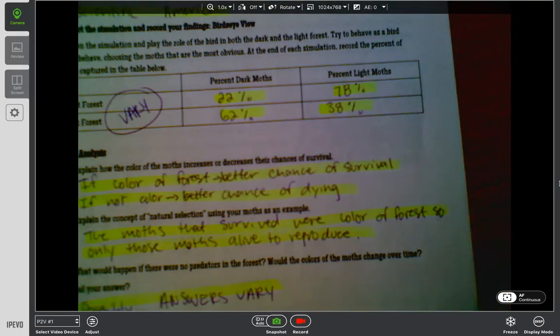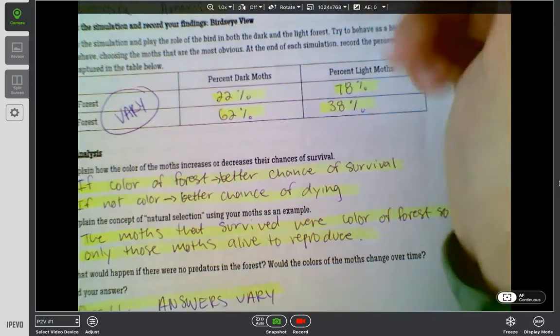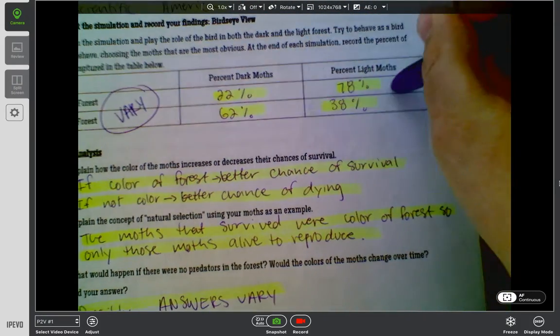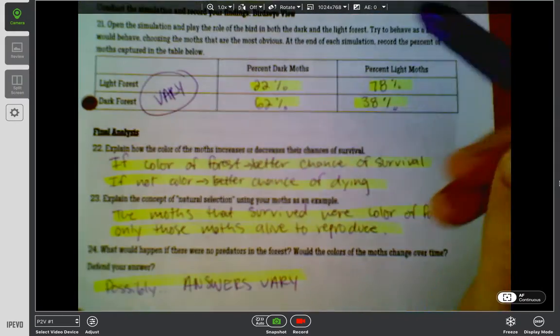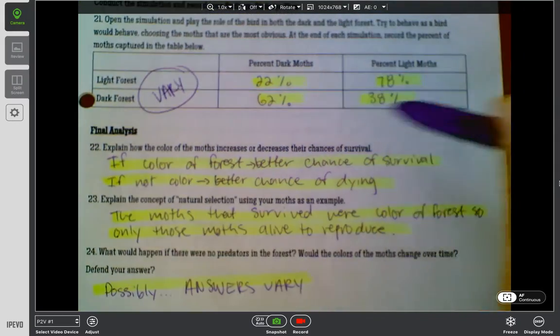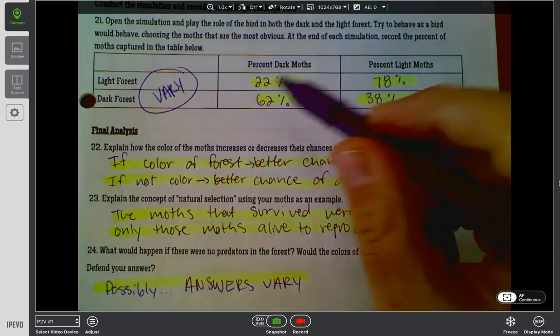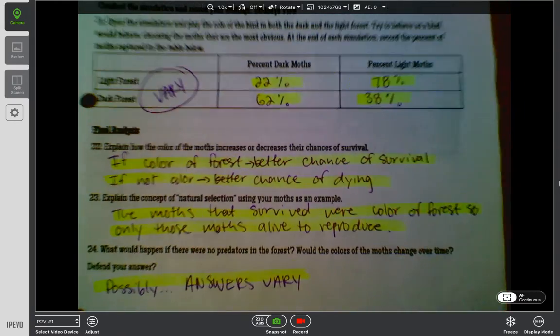So then this, I have a percentage because that's from when I had played it, but the biggest thing is that your results are going to vary. In the light forest, you should have very few dark moths and a lot of light moths because the light moths are what blend in. In a dark forest, you should have more dark moths and fewer light moths because the dark ones are what's blending in.